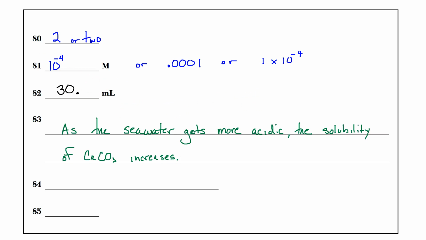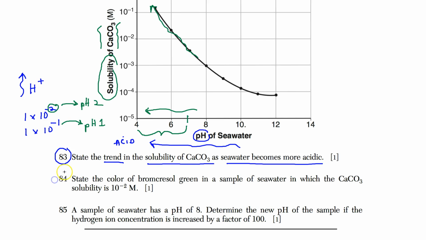On to 84. State the color of bromocresol green in a sample of seawater in which the calcium carbonate solubility is 10 to the negative 2. So we go find 10 to the negative 2, and we find its solubility. There we're going to try to draw a straight line.